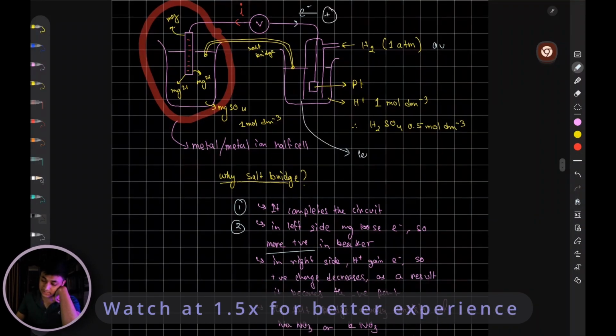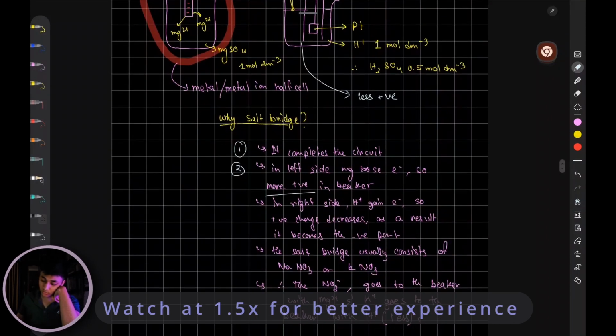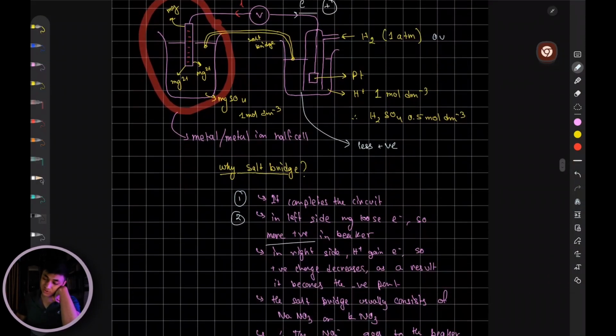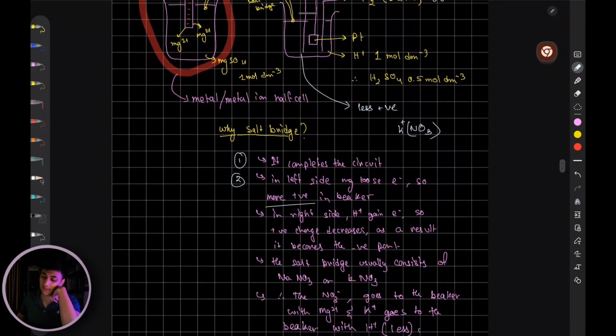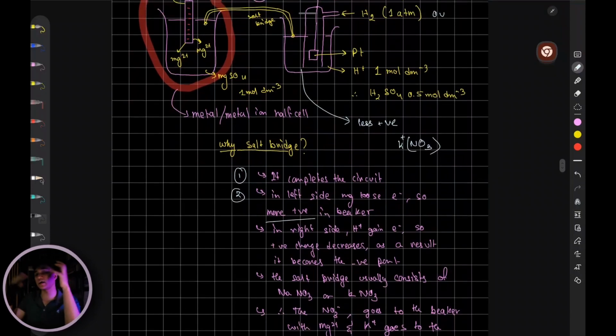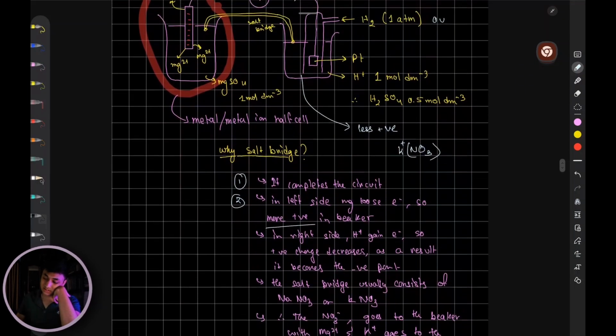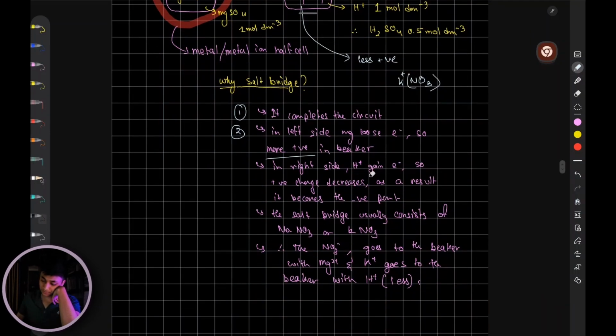So less positive. What's going to happen then is, since the positive charge in this beaker is decreasing, the cation from the salt bridge, let's say your salt bridge is made up of potassium nitrate, right? So your cation over here is potassium ion. The potassium ion is going to go to the solution and replace the concentration of H plus. So that is what I actually meant by replacing concentration of the ions, right? In this case, since the concentration of H plus is going to be replaced, your positive charge relatively is going to stay quite the same, right? So H plus gains electron, positive charge decreases as a result.